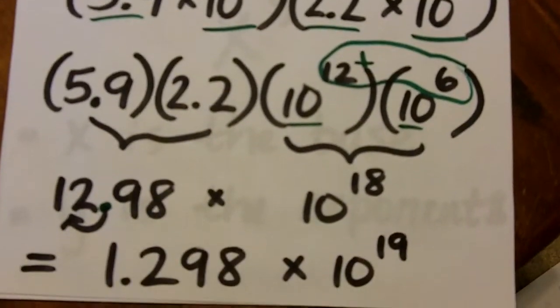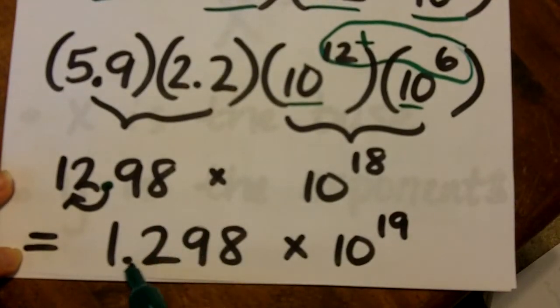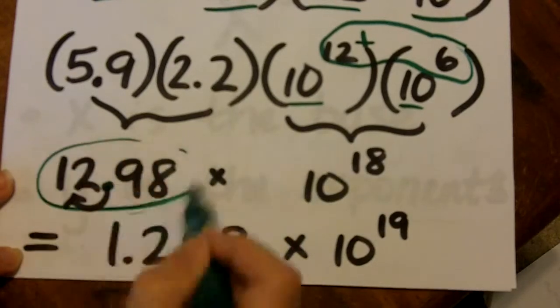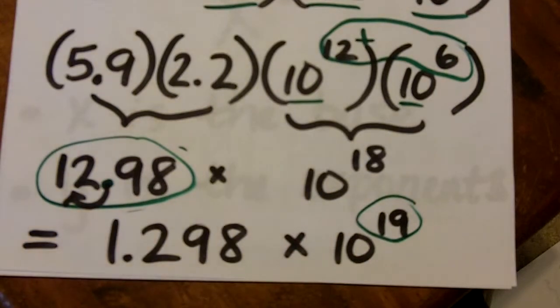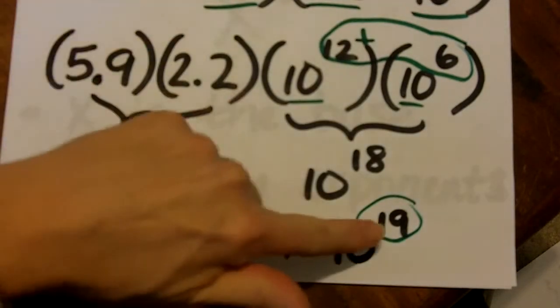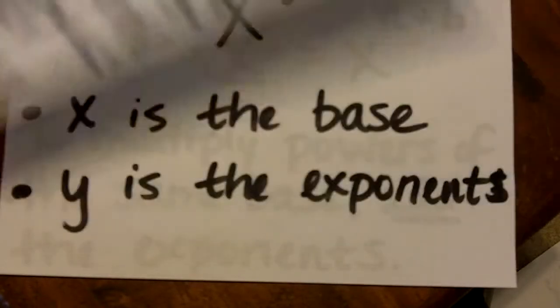Let me move my camera a little bit. So we have to move that decimal, and we end up with 1.298 times 10 to the 19th, because we make this number smaller, so we have to make this number that many times larger. 10 times smaller, 10 times larger, but it just adds 1 on the exponent.